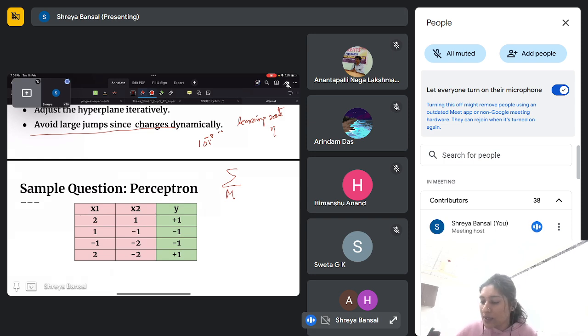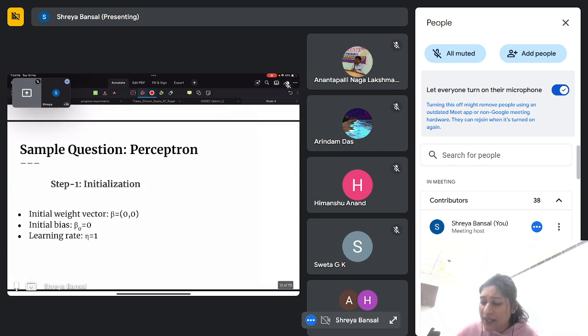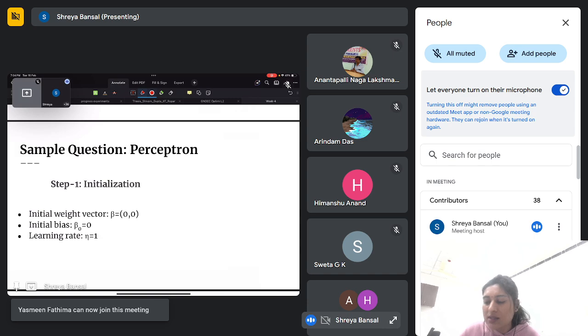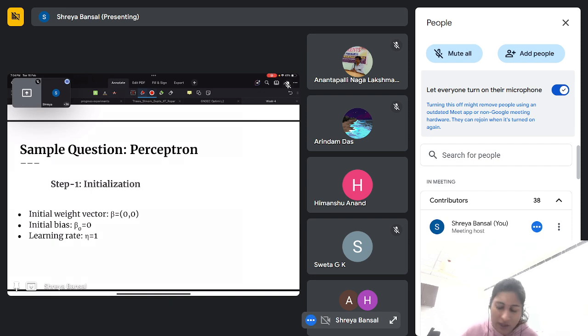So what we need is, first, this is your data, simple data. It has 4 points, 1 2 3 4, and these are your classes, +1 and -1. Now the first step is initialization, because I want to know the beta and beta naught, and you start with some initial vectors. If you don't know, start with 0, it's more recommended, or you can start with some random vector.